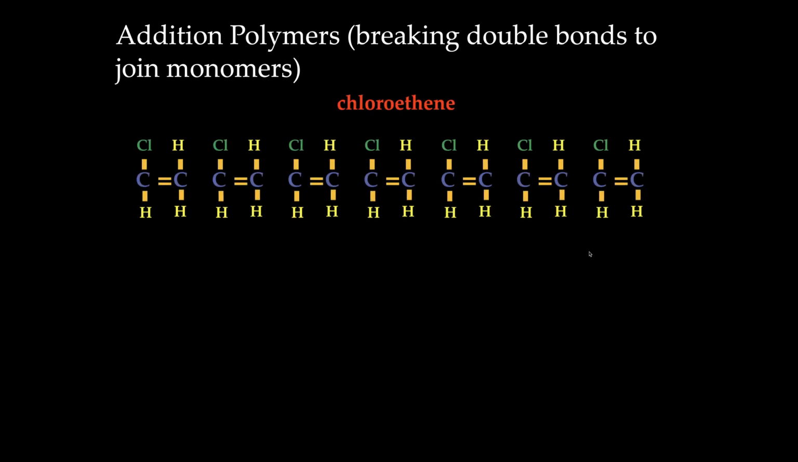Okay, let's look at a couple of examples of polymers. First, we have addition polymers. Addition polymers form by addition reactions, which involves breaking double bonds to join the monomer units together. So let's say we take chloroethene. Eth is 2 carbons, ene is a double bond, chloro means there's a chlorine bonded to it. Chloroethene also goes by the nickname vinyl chloride.